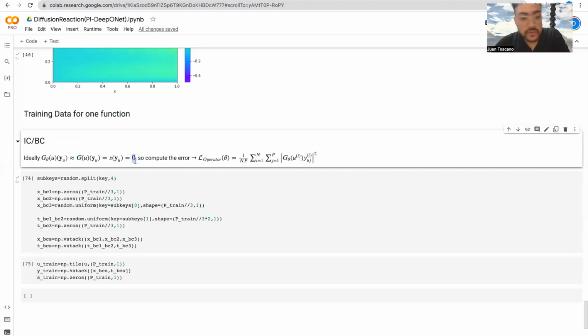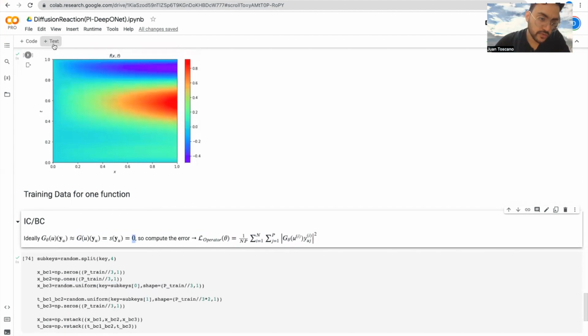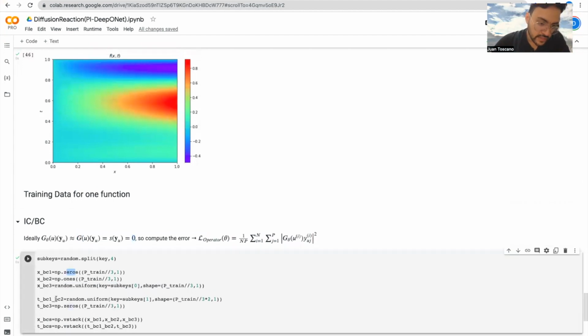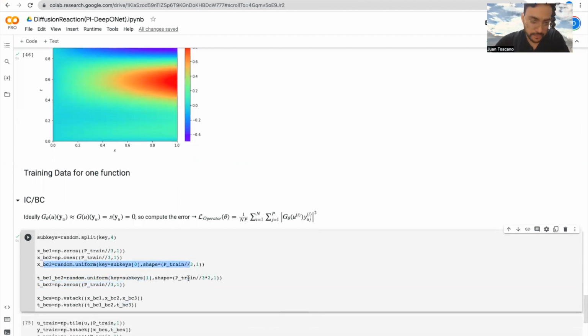Now, let's see how to select the data. The first boundary condition would be when x equals 0, and t equals any number. The second boundary condition would be when x equals 1 and t equals any number. And the third boundary condition would be when t equals 0 and x equals any number.